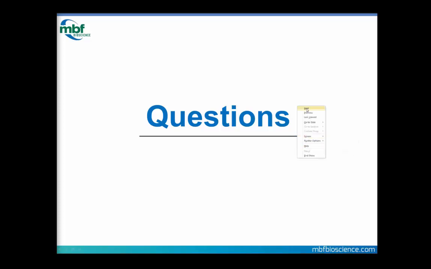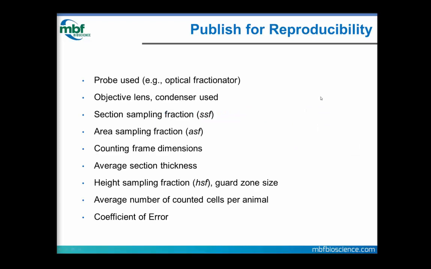Okay. In summary, we are going to follow rigorous rules in order to avoid bias. We are going to suggest that you describe how you determine your region of interest in a rigorous way. If you do that, other people will be able to reproduce and verify your research. What do you need to let them know in the paper so they can do that? Let them know that we used the optical fractionator, that we used an oil lens times 100. Our section sampling fraction was 1/10. Let them know the percentage of the area that was being sampled.